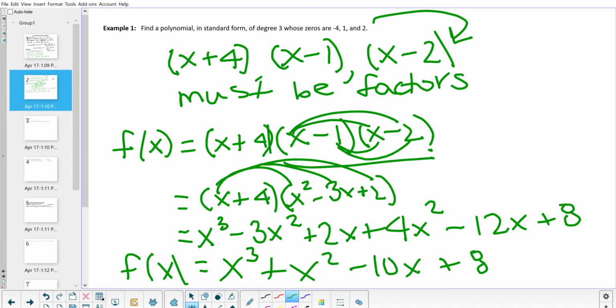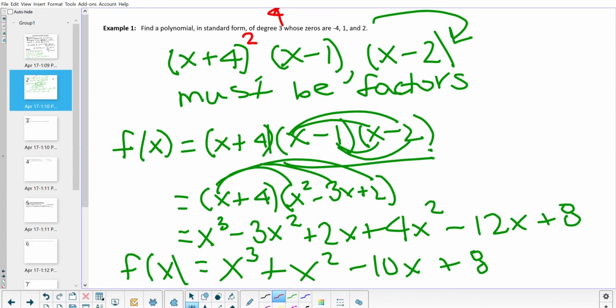Now, I just wanted to do a hypothetical. What if this would have said degree 4, whose zeros are negative 4, 1, and 2? Now, if that would have been the case, what would you have done? Well, you would have picked one of these, wouldn't have mattered which one, and you would have squared it, okay? If you would have squared it, then it still gives you the same zeros. So like this one is x plus 4, gives you a 0 of x equals negative 4, but actually twice, it's like it gives you that answer, right?